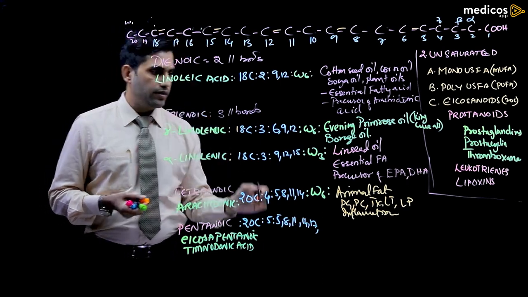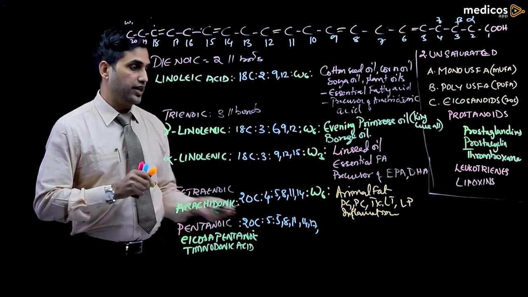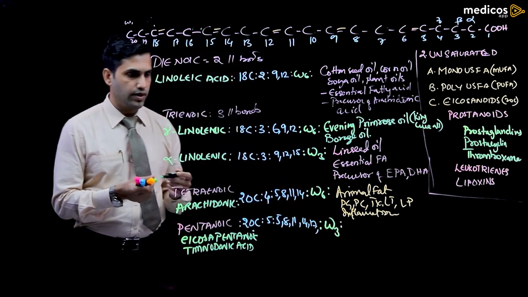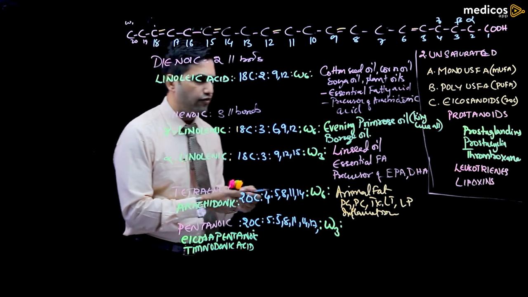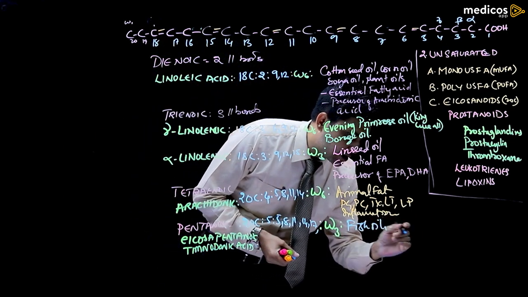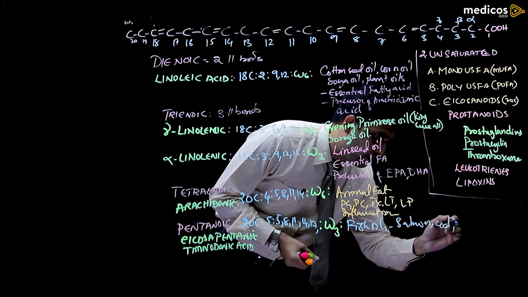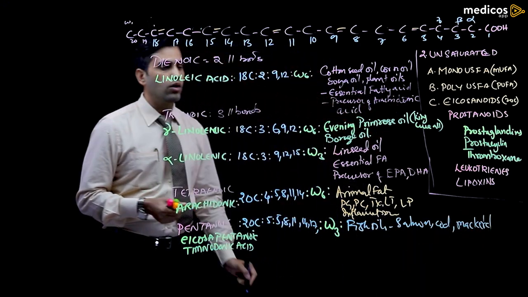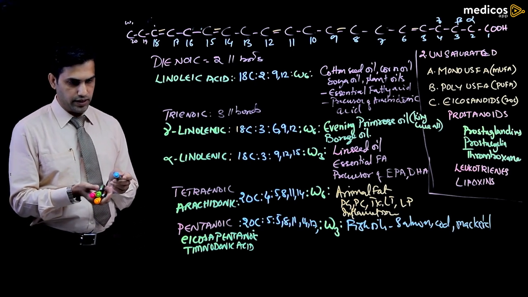So what is the family? I hope by now you can recognize what family it is. Omega 3 family. Where is this eicosapentaenoic acid present? It is present in fish oils like salmon, cod, mackerel, all those fish oils.